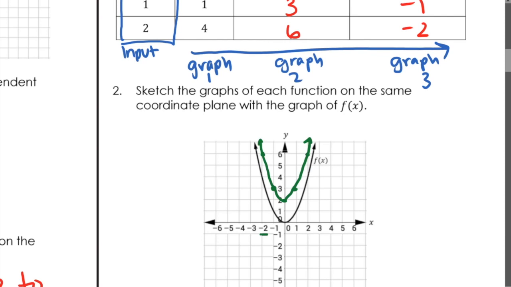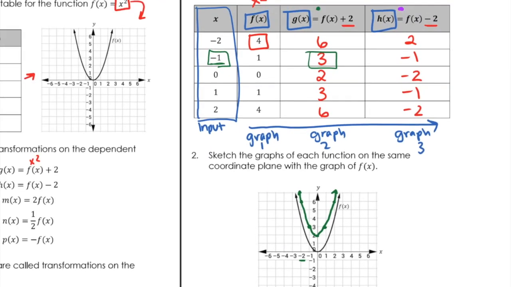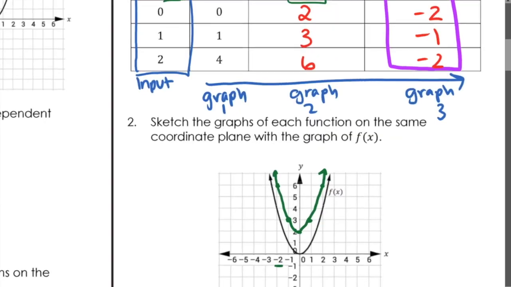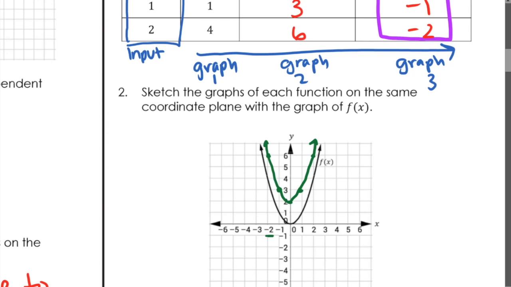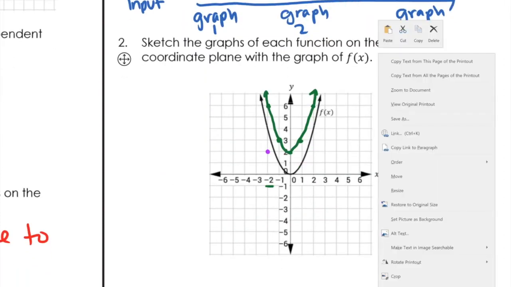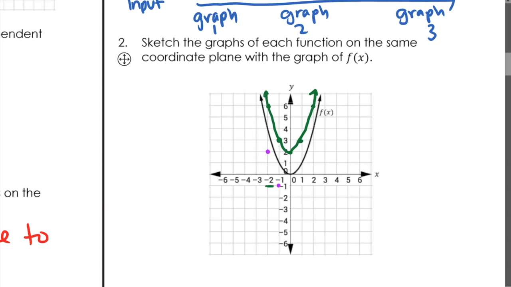Okay. Now let's try graph number 3, the purple graph. So once again, my inputs are my x's. My outputs are these numbers on this side over here. So the first one is -2 and 2. Okay, so -2 and 2 would be around right here. Okay, the next one is going to be -1 and -1. So -1 and -1 right here.